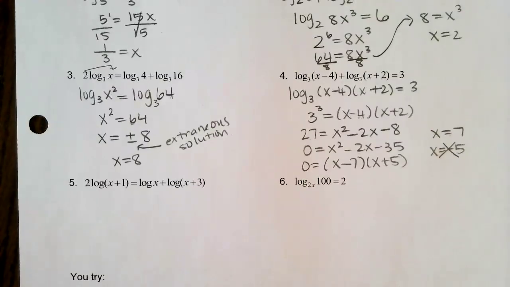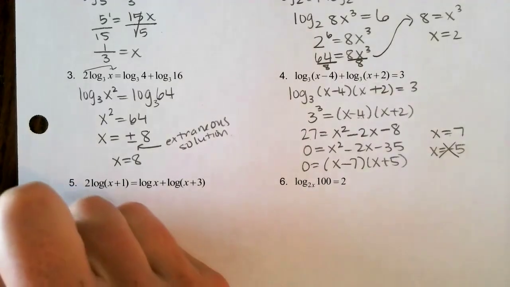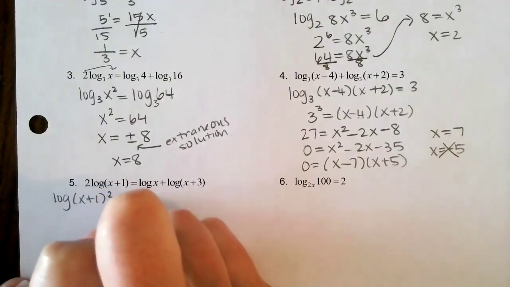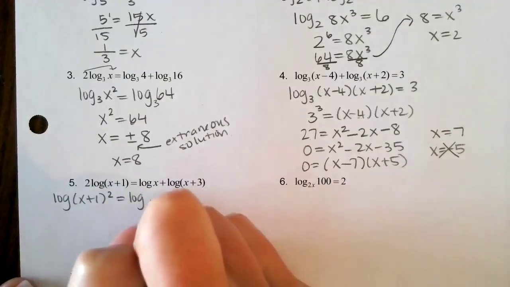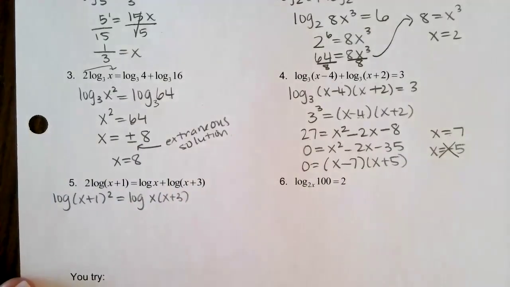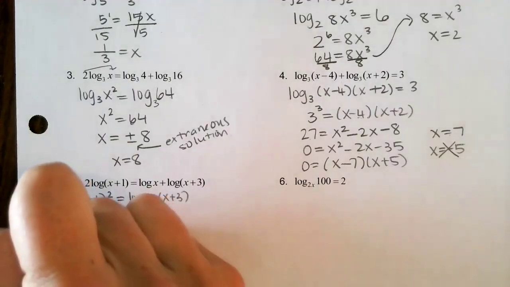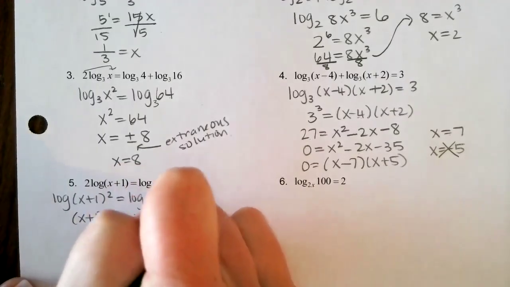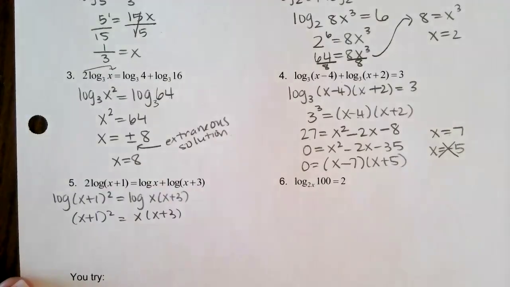All right, let's go on to our next one here. Again, I want to use my properties in order to simplify this, so I'm going to have log of x plus 1 squared equals the log of x times x plus 3. Now, since there's a log on both sides and it's the same log, I can set them equal to each other. So I get x plus 1 squared is equal to x times x plus 3.